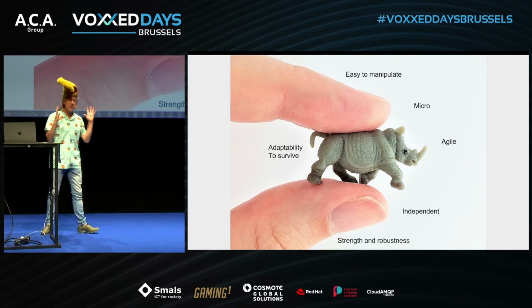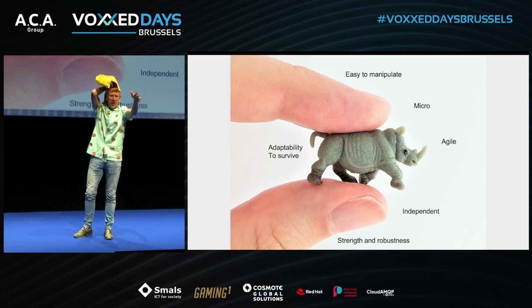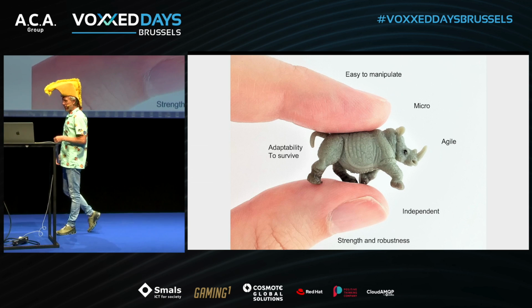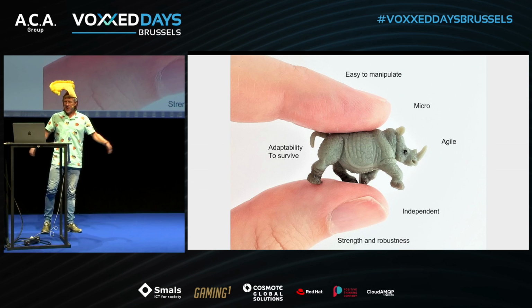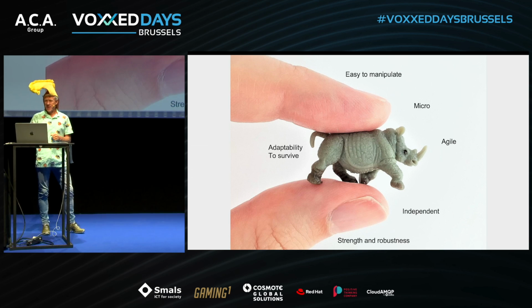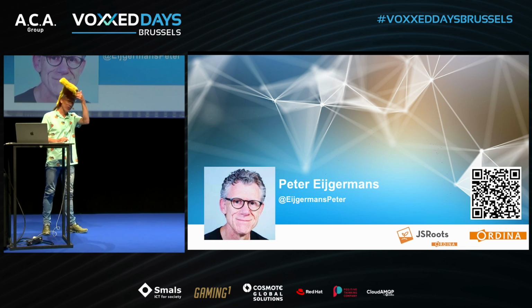So the rhino felt himself very small. He could walk away very fast, and he felt himself micro and agile and free, still robust and strong, but feeling very tiny, like a micro frontend. So he is walking away here. I defeated the rhino. Yes, I defeated the monolith. So this was my talk. Thank you very much.